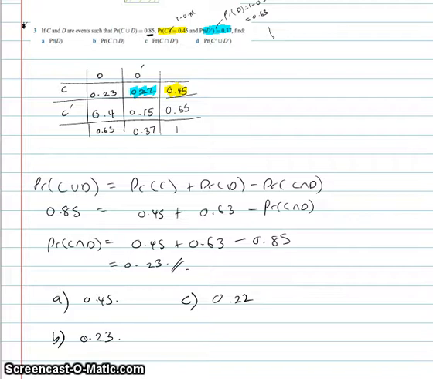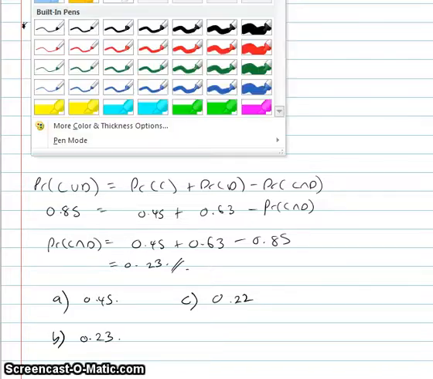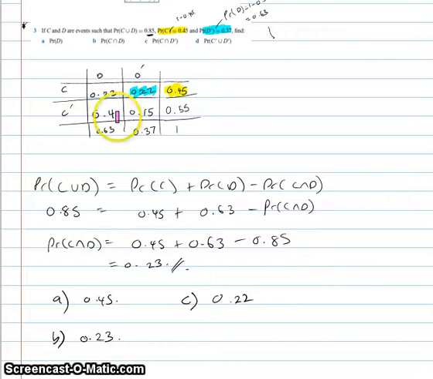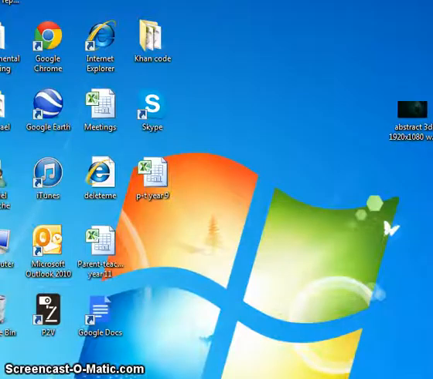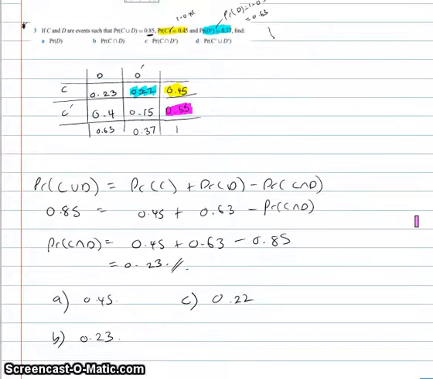So let's try and color code. Probability of not C is this one plus this one. So this is the probability of not C, 0.55. Or the probability of not D. Probability of not D is this one, right, which is 0.37.